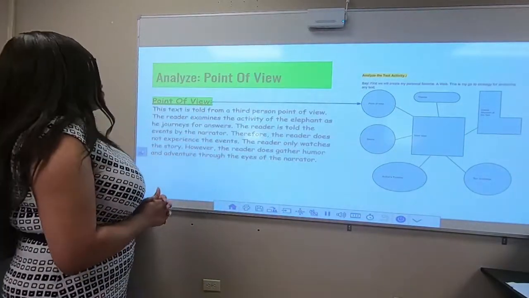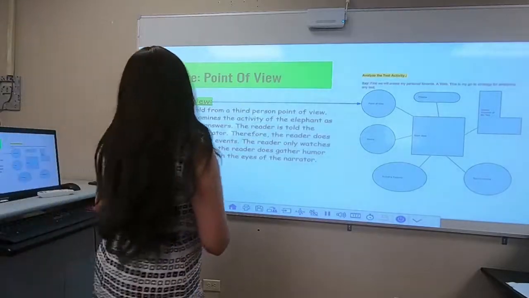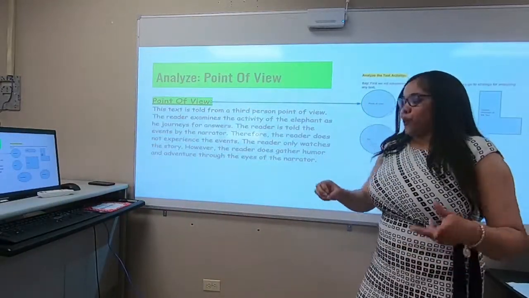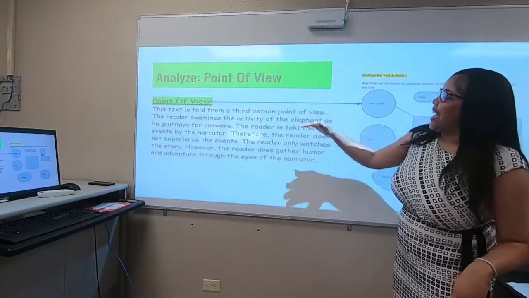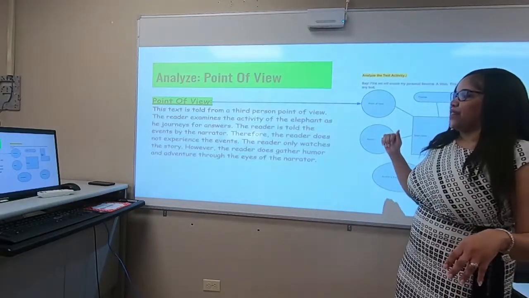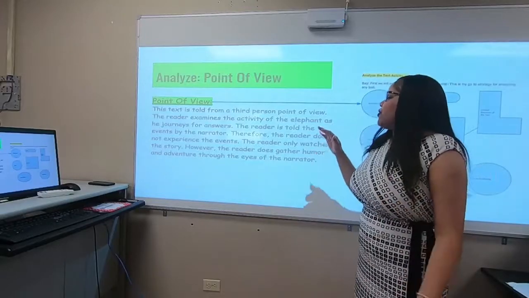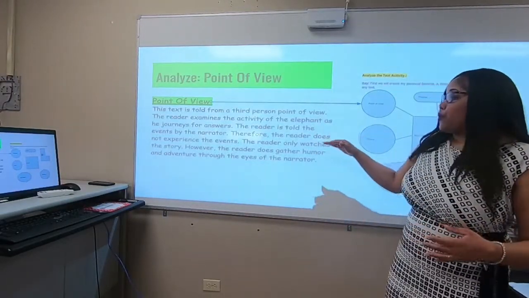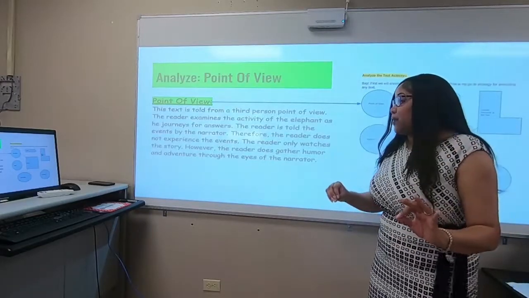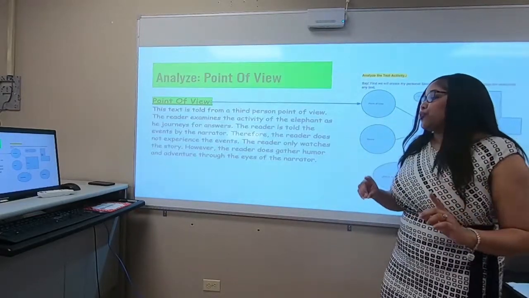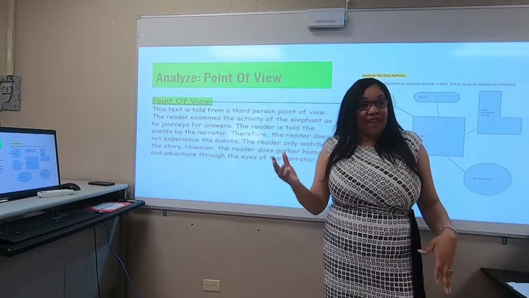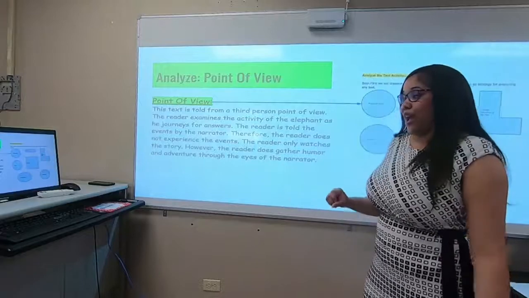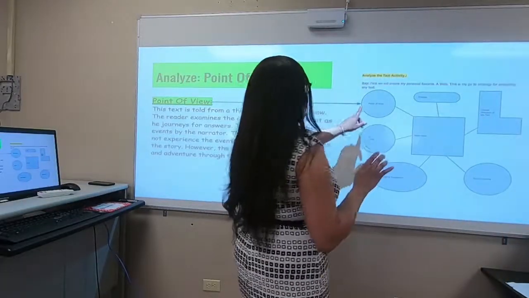All right. Now let's look at the point of view. This text is told from a third-person point of view. So the reader is out of the text and they examine the activity of the elephant as he journeys for answers. The reader is told the events by the narrator. Therefore, the reader does not experience their events. However, the reader does gather humor and adventure throughout the text through the eyes of the narrator, okay? And point of view goes there.